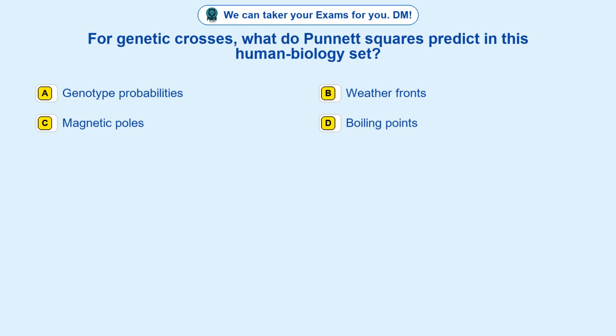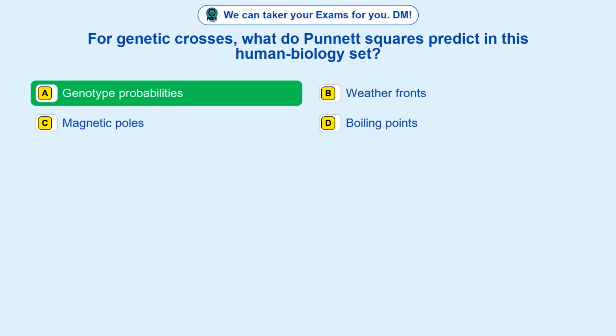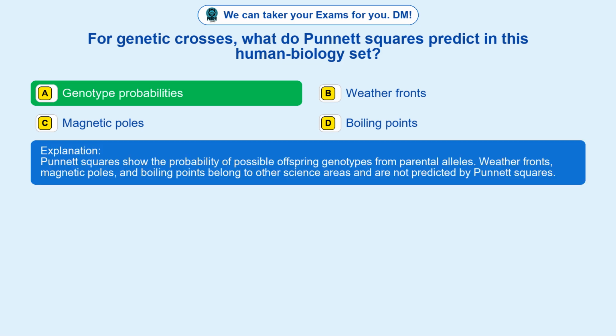Question 27. For genetic crosses, what do Punnett squares predict in this human biology set? Option A, genotype probabilities. Option B, weather fronts. Option C, magnetic poles. Option D, boiling points. The correct answer is option A. Genotype probabilities. Punnett squares show the probability of possible offspring genotypes from parental alleles. Weather fronts, magnetic poles, and boiling points belong to other science areas and are not predicted by Punnett squares.